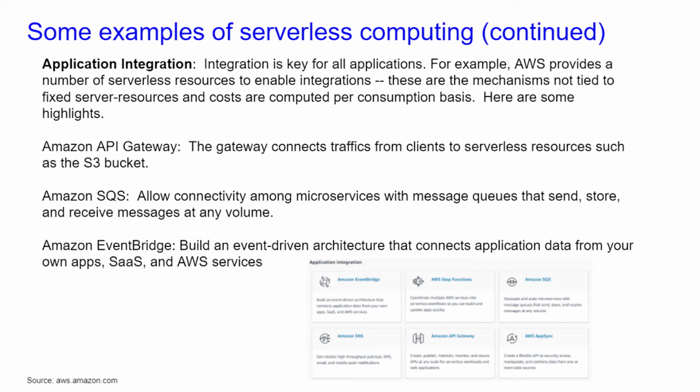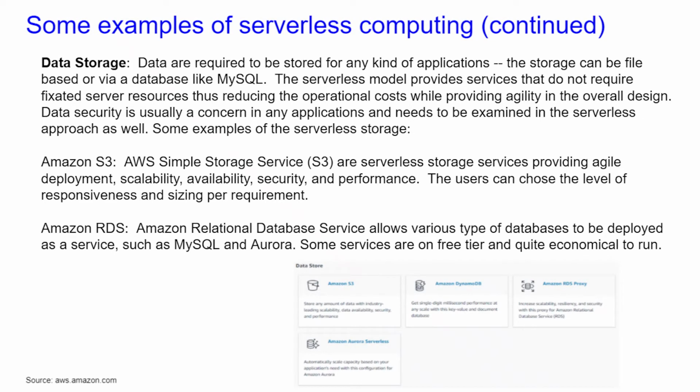Amazon SQS allows connectivity among microservices with message queues that send, store, and receive messages at any volume. Amazon EventBridge builds an event driven architecture that connects application data from your own apps, software as a service, or SaaS, and AWS services. Here are more examples of serverless computing.